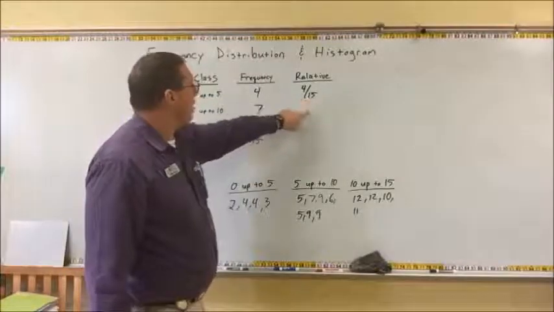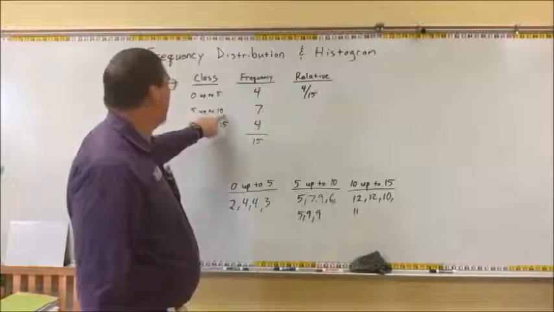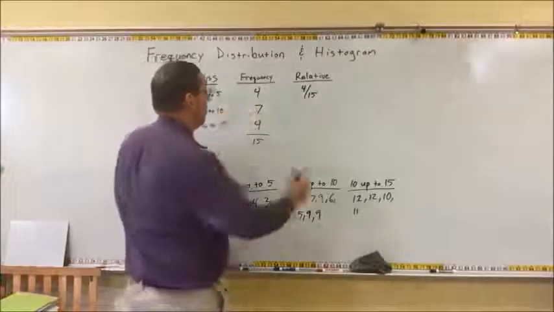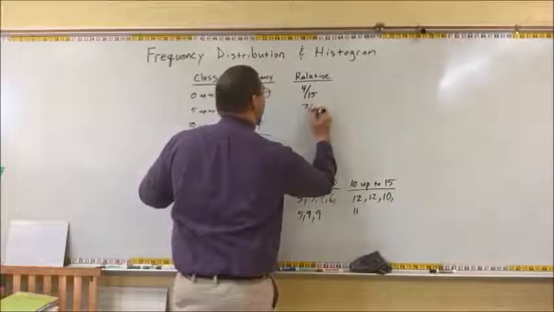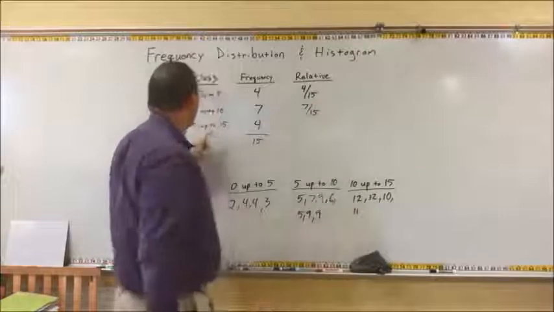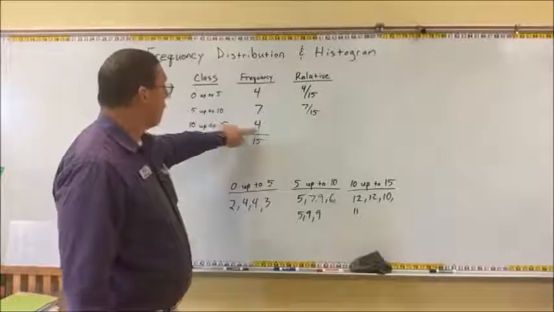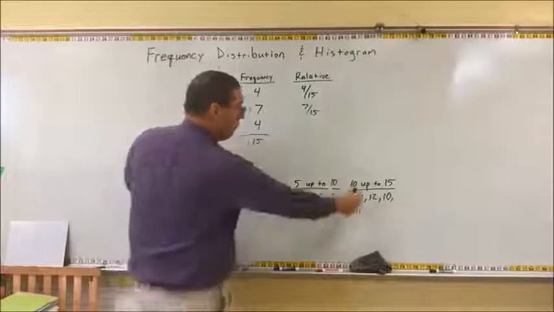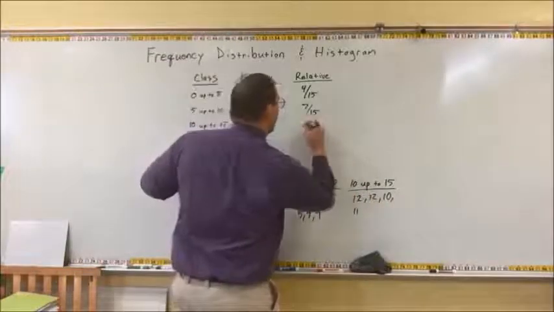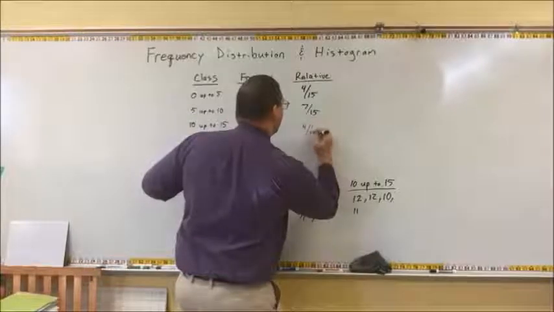How many of the 15 observations are 5 up to 10? Well, 7 of them are. So we're going to say 7 out of 15. And how many of them are 10 up to 15? 4 of the observations, right? 12, 12, 10, and 11, right? So we're going to say 4 out of 15.